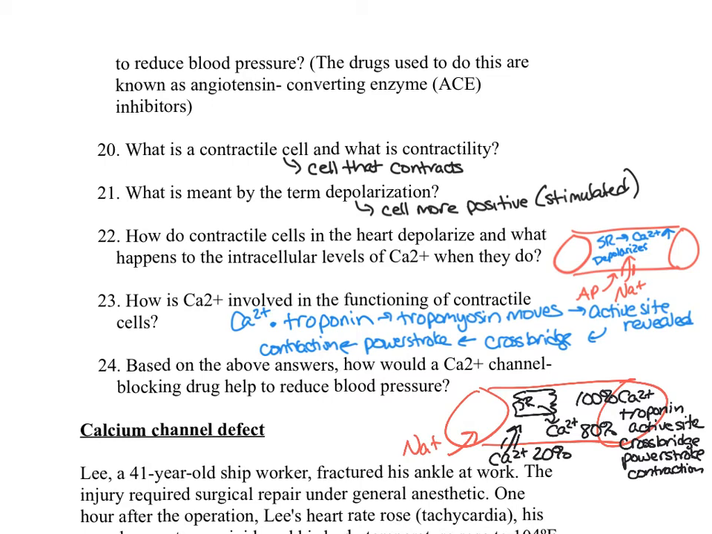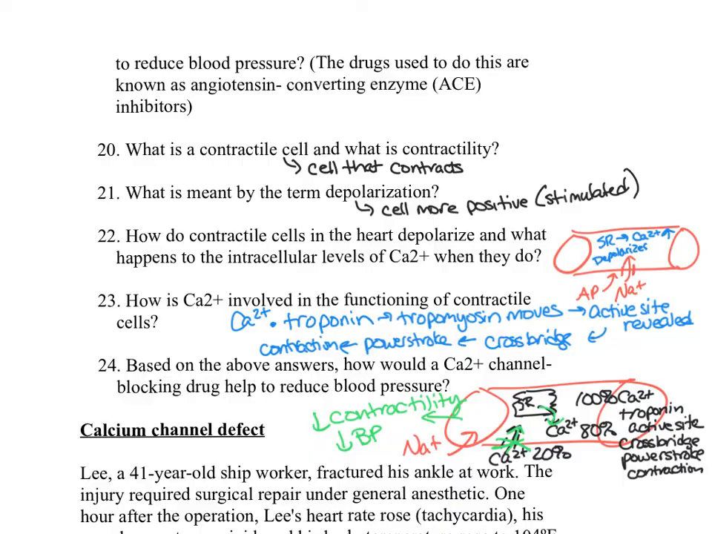So if we block those calcium channels, then we're not going to have the 20% of the calcium entering into the cell, so then the sarcoplasmic reticulum isn't going to be releasing the other 80%, and the contractility of the heart will be decreased. So we'll get decreased contractility. And we know that if we have decreased contractility, that means that the heart's not pumping out as much blood, and that's going to lead to a decrease in blood pressure.